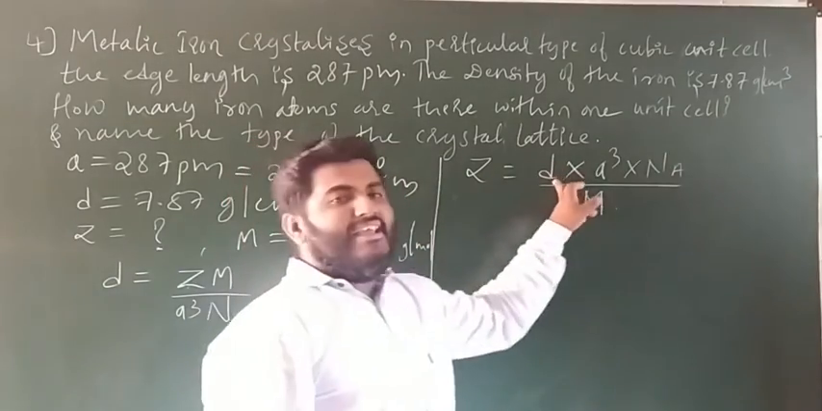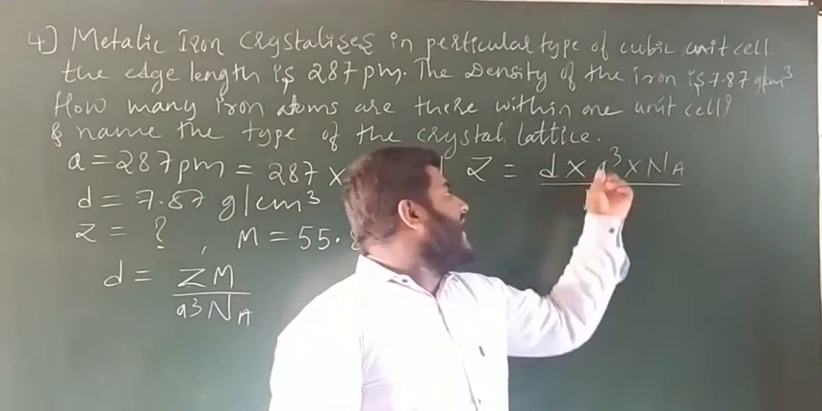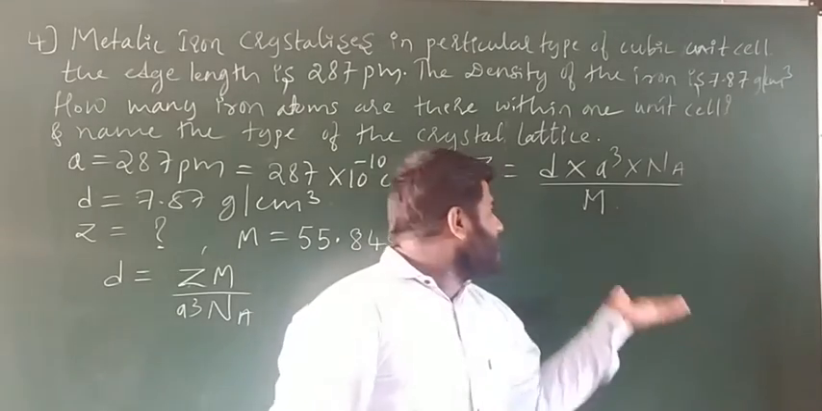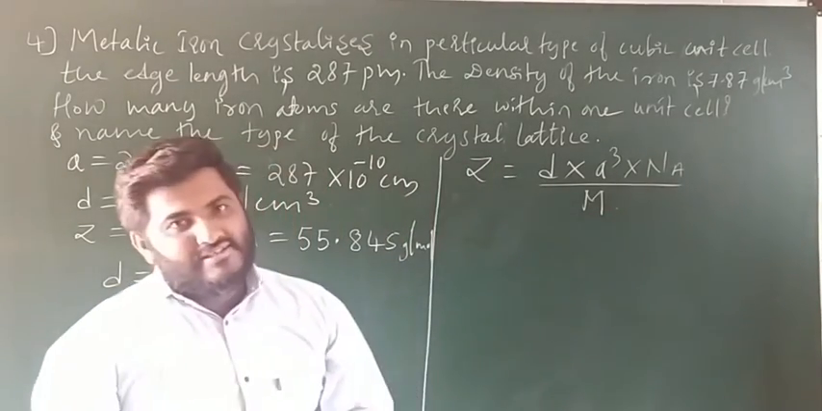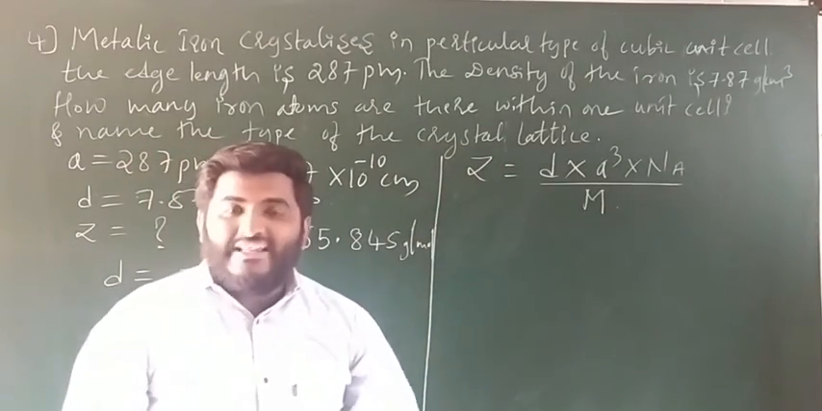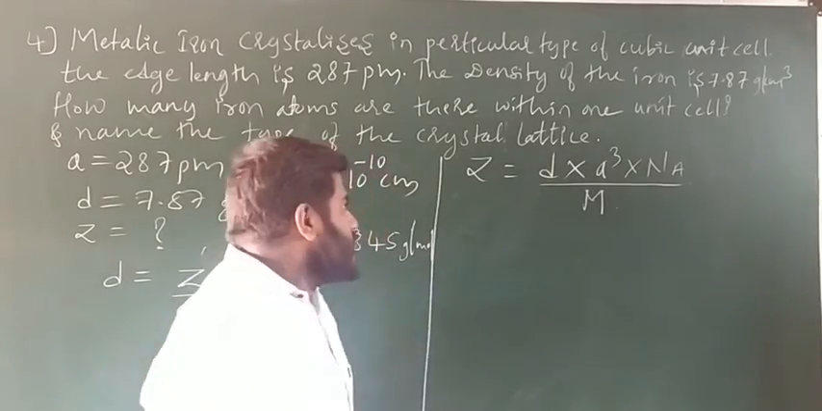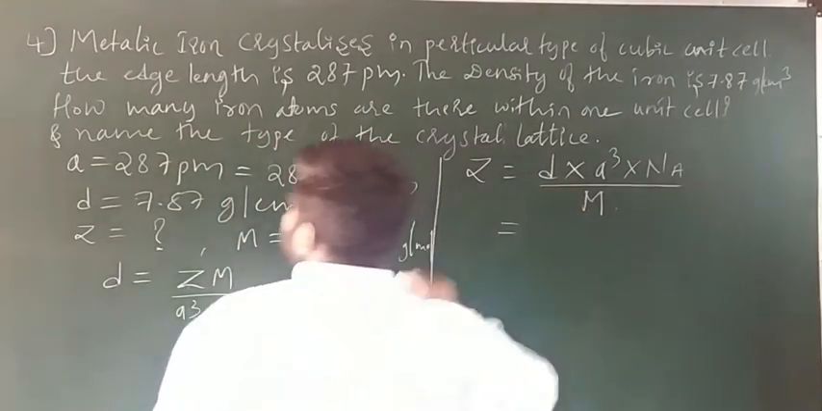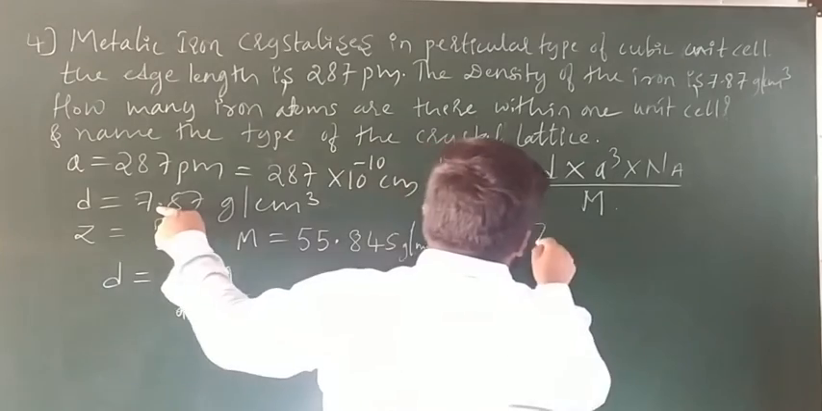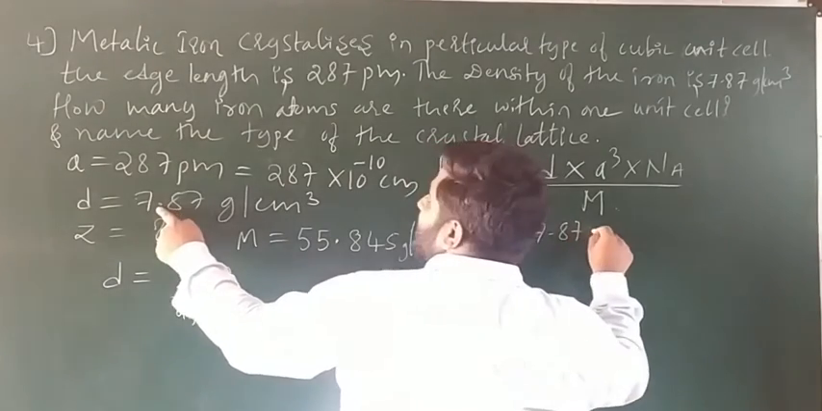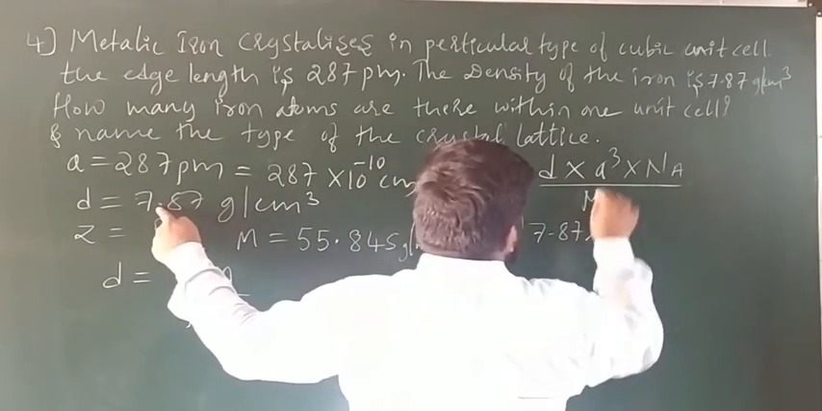D is density. A cube is the cube of the edge length. A is given. Na is Avogadro's number. M is molar mass. Z is the number of atoms per unit cell, that we have to calculate. Right, so put the values. Z is equal to how much, guys? 7.87 into A cube.